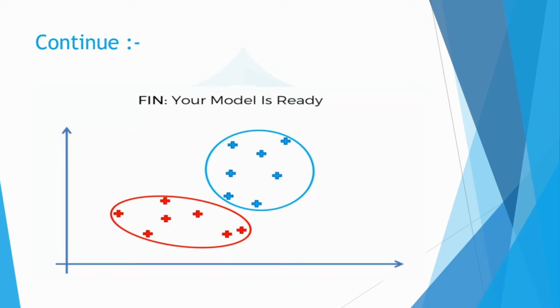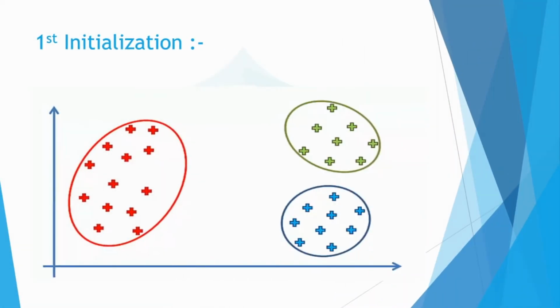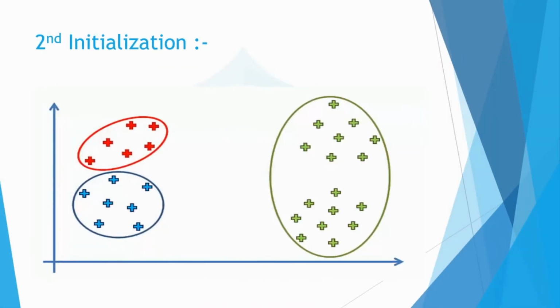Now there is one problem in the k-means algorithm, which is the random initialization trap. For example, take this data set. You can see by eye that it will form three clusters. This is the first initialization. In this there are two clusters on the right side and one cluster on the left side, and the second initialization is of the same data set, but here the left side consists of two clusters and the right side consists of one cluster. So this randomization problem will affect your results.